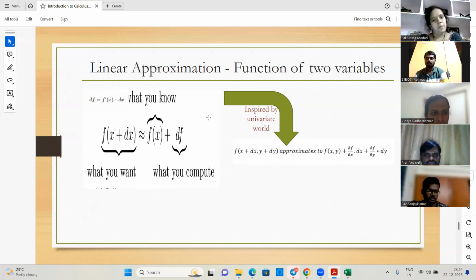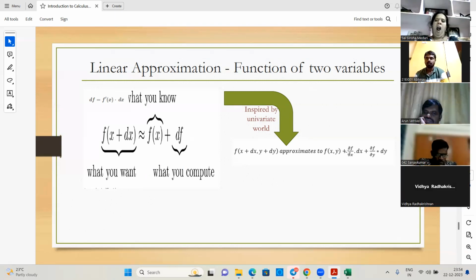We take that as inspiration and we go to the multivariate world. In this case, 2 variables. So how do you calculate f(x + dx, y + dy)? It is nothing but f(x, y) plus something like this. But now the df comes in 2 parts because we have 2 variables. So we do ∂f/∂x, the partial derivative in x, multiplied by dx, plus the partial derivative in y multiplied by dy. That's it. That's your linear approximation.